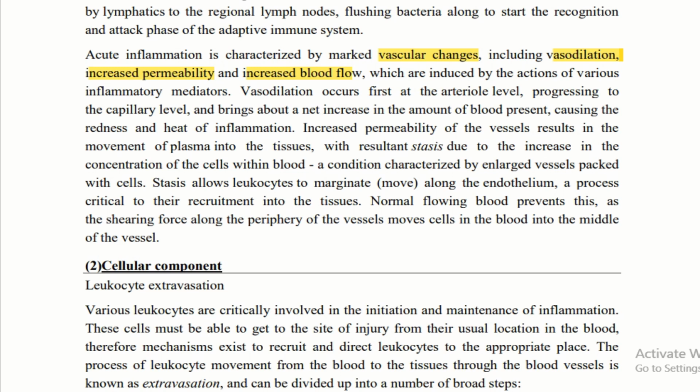Stasis allows leukocytes to marginate along the endothelium, a process critical to their recruitment into the tissue. Normal flowing blood prevents this, as shearing force along the periphery of the vessels moves cells in the blood into the middle of the vessel.